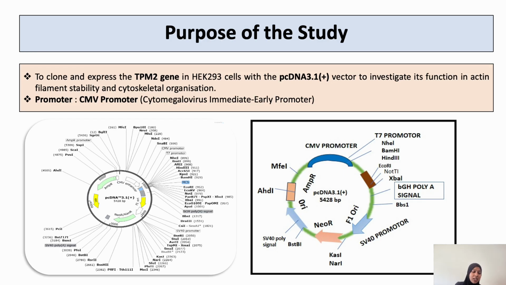Purpose of the study. The primary goal of the study was to clone and express the TPM2 gene in HK29 cells with the pcDNA 3.1 plus vector. We used pcDNA 3.1 plus vector driven by CMV promoter to examine the role of TPM2 in actin filament stability and cytoskeleton organization. The result aims to contribute to our understanding of cellular morphology and motility mechanisms.